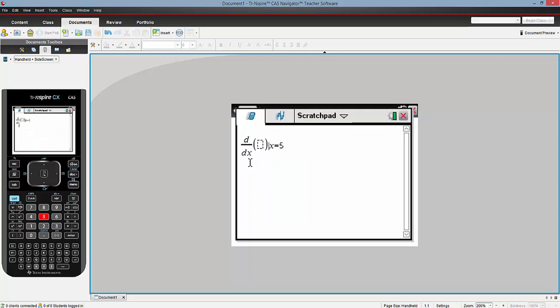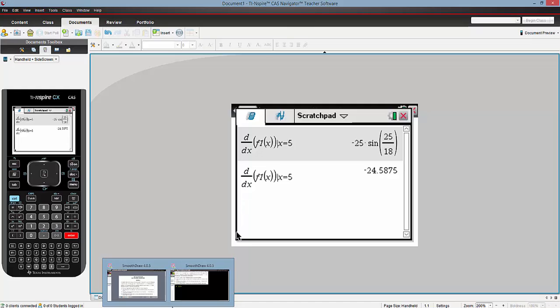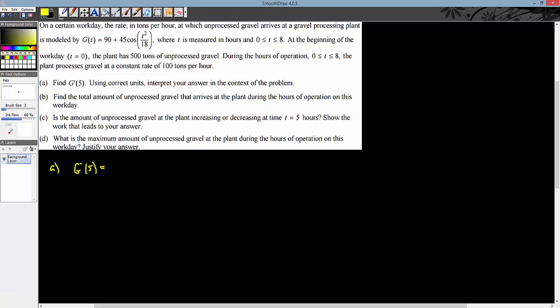And now you get this derivative sign with the option to put something in. You can either re-put in the equation, or because you have the function already defined in f1, you're going to say f1 of x at x equals 5. You hit enter, you get this crazy thing, and you hit enter again, and you get negative 24.5875. So let's go ahead and throw that in there. So negative 24.588 is what I'll write down.